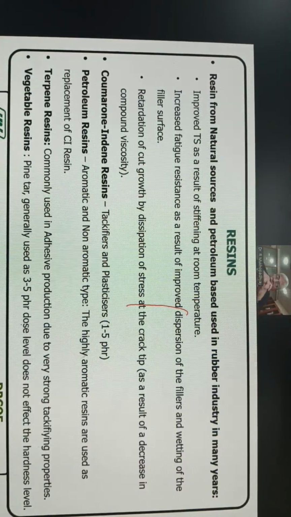In the near future, resin is going to play a very, very important role, especially for the two contradicting requirements of the tire industry: the durability, rolling resistance, and the traction of the safety, fuel efficiency, and the durable mileage. So different types of resin chemistry are coming in a big way in the near future. Resin comes from natural resources. For the CI resins, the tackifier, the petroleum resins, generally these are used, as you know, as partial replacement of the CI resin, the terpene resin, or the vegetable resin. Depending on the type of requirement, we can see, but resin always improves the dispersion of the fillers.